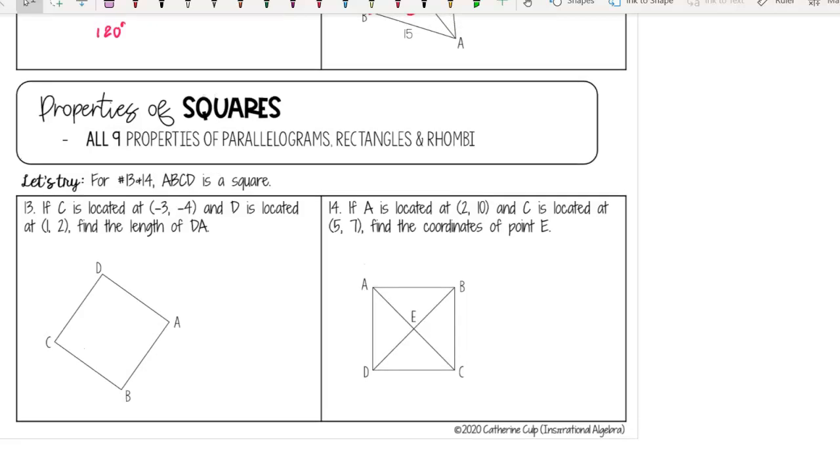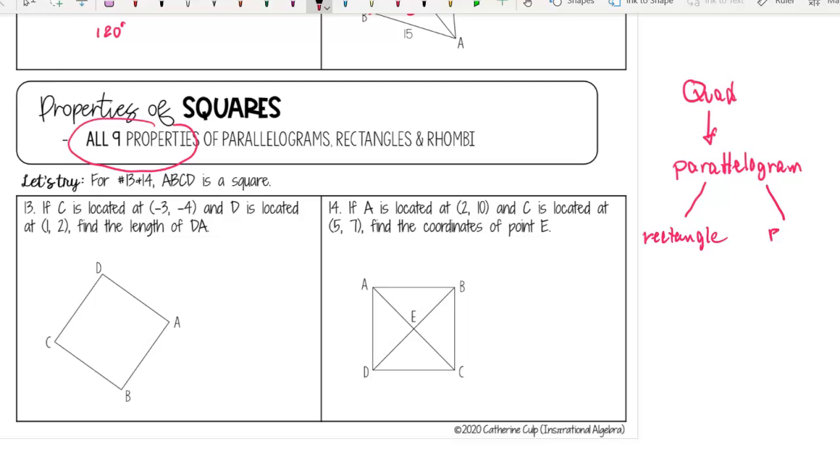And then we have squares. It's all the properties of parallelograms, rectangles, and rhombi. So basically we have quadrilaterals that if we break it down, they turn into parallelograms if we make the sides parallel. The parallelogram could be a rectangle or a rhombus, depending on which properties are given to us. Then a square.